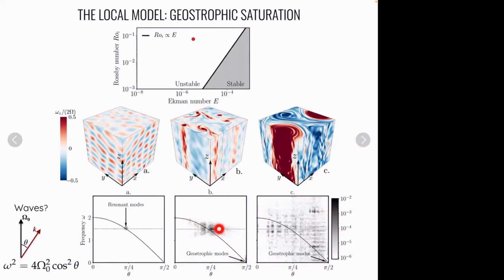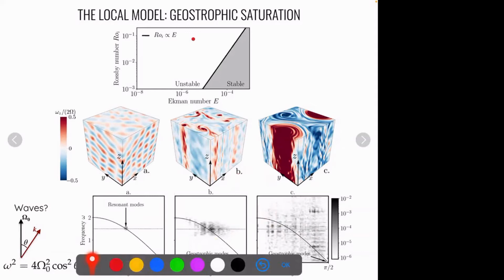And you also see a blob that is sort of around the dispersion relation, but not in a very convincing way. And the energy is all over the place once you've reached this ultimate state of saturation. So in this case of geostrophic saturation that we observed also in the experiment, we do not really see inertial waves per se.